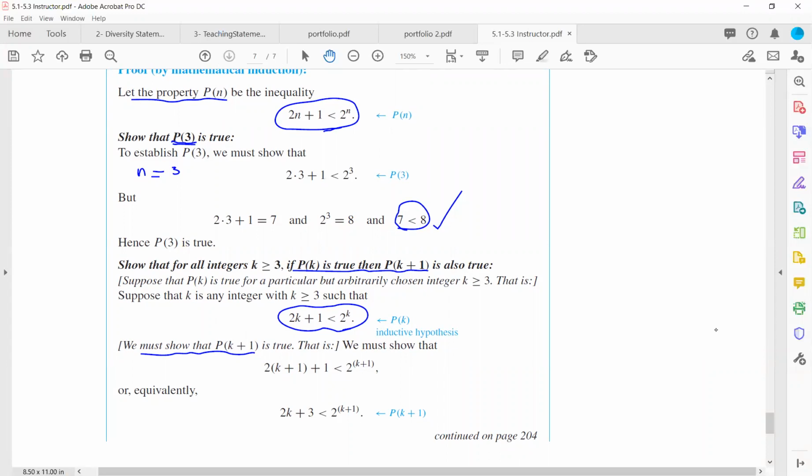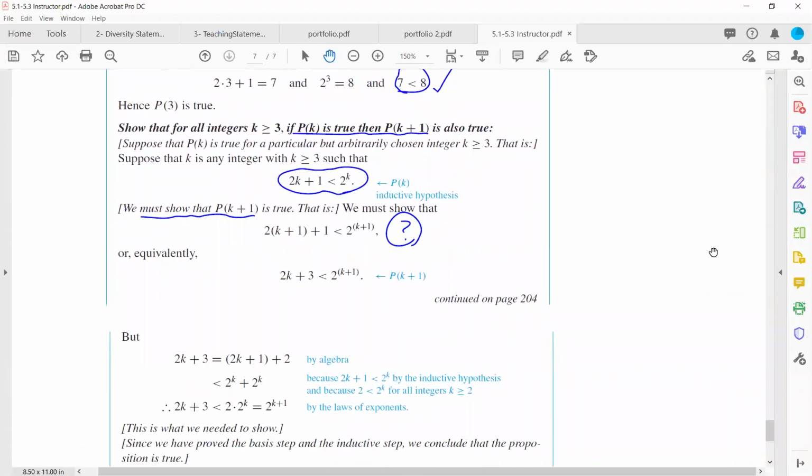Very well. Okay. 2(k+1) plus 1 must be less than 2 to the k plus 1. But how do we prove that? First of all, here we have a question mark. We need to prove the left-hand side is less than the right-hand side. So let us start by writing the left-hand side and start seeing what's going on.